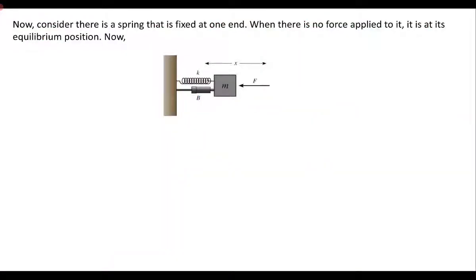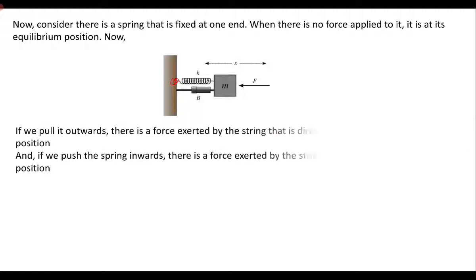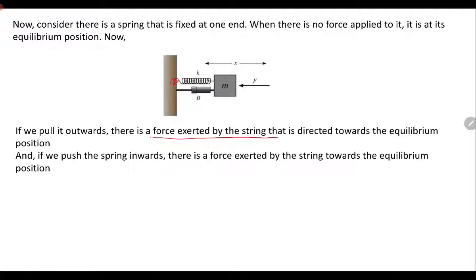Now consider there is a spring that is fixed at one end. So this is a spring that is fixed at this end. When there is no force applied to it, it is in its equilibrium position. Now if we pull it outward, there is a force exerted by the spring that is directed towards the equilibrium position. And if we push the spring inward, there is a force exerted by the spring towards the equilibrium position.